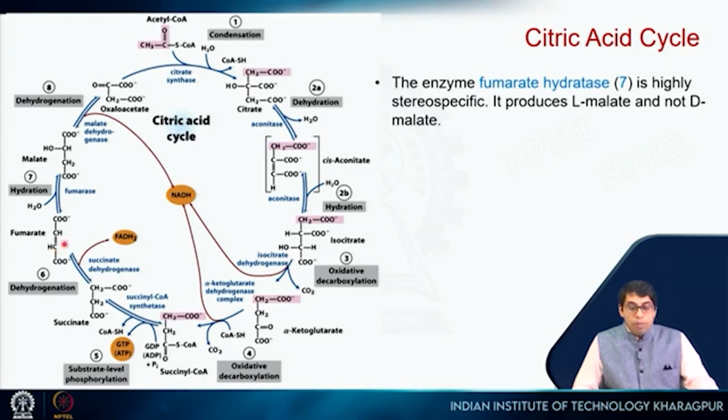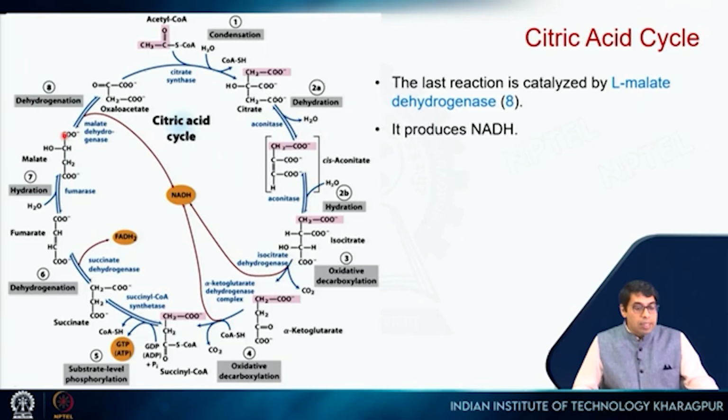Okay. Fumarate is converted to malate by this enzyme fumarase. It is also called fumarate hydratase. Now, you will see that there is a double bond here. So, a water molecule is added to form malate. Now, this enzyme is very stereospecific. It will only take fumarate where the double bond is such that it is a trans isomer, right. The cis isomer will not be accepted by this enzyme, and it forms only L-malate. It will not form the D-malate, right. So, this is a very stereospecific enzyme, and it produces only one of the 2 possible isomers.